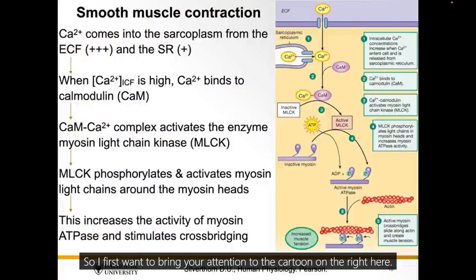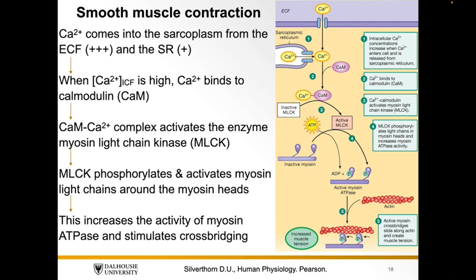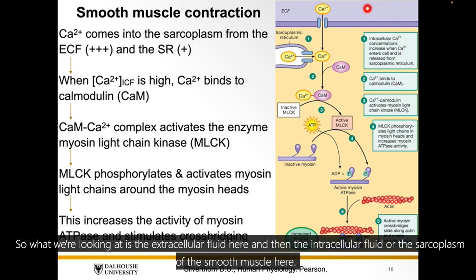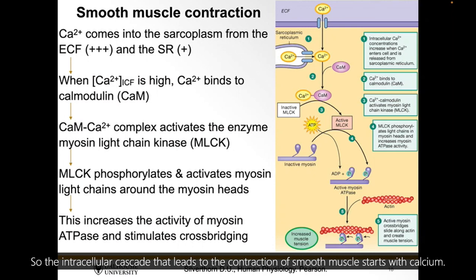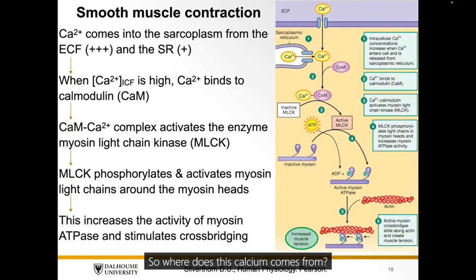So I first want to bring your attention to the cartoon on the right here. What we're looking at is the extracellular fluid here, and then the intracellular fluid or the sarcoplasm of the smooth muscle here. So the intracellular cascade that leads to the contraction of smooth muscle starts with calcium. So where does this calcium come from? The calcium that starts this process actually comes from 2 different locations in smooth muscle. The first one is from the extracellular fluid.